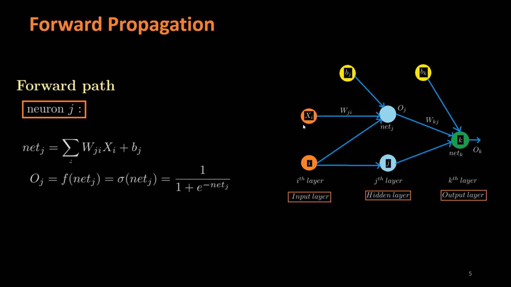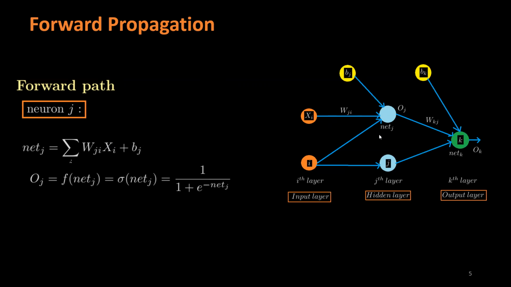Since we have I number of neurons in the input layer, we have to take the sum over all the I neurons. This will become the input to the neuron, and there is also a bias associated. Therefore, the total input to this j neuron will be the sum of the product of all the weights and the features plus the bias.